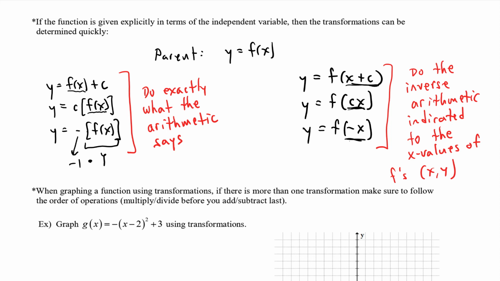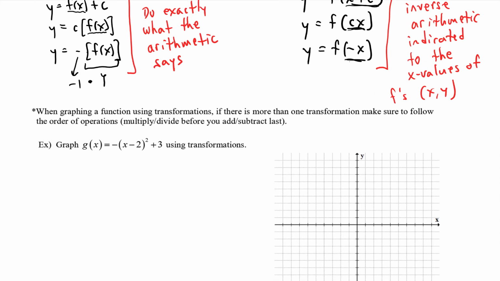And this one here, if c is positive, it looks like you take x plus c. Well, no, you do the inverse. You do x minus c. So you just do the inverse arithmetic that's indicated to the x values of the parent function. So really, there's only 2 groups here. You either do exactly what the arithmetic says, or you do the inverse arithmetic to x. So it's a little easier to remember when you get the hang of it and think of it this way rather than 10 transformations.